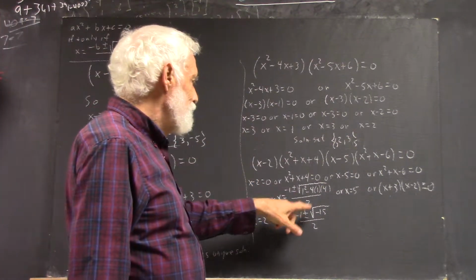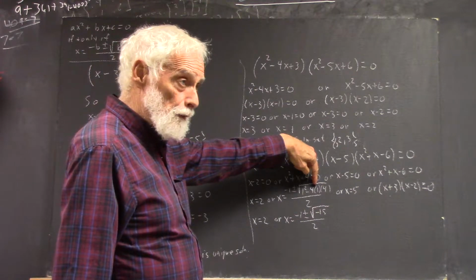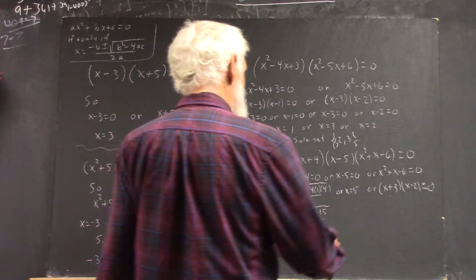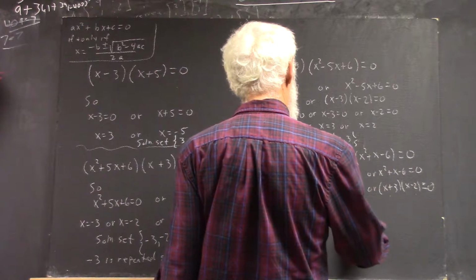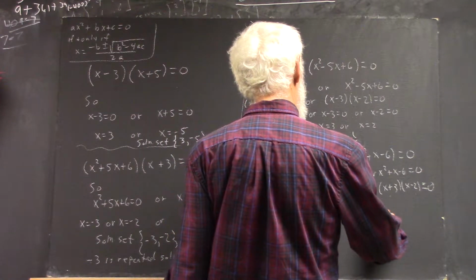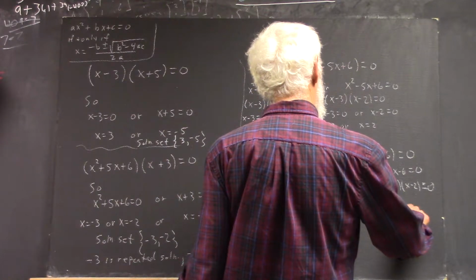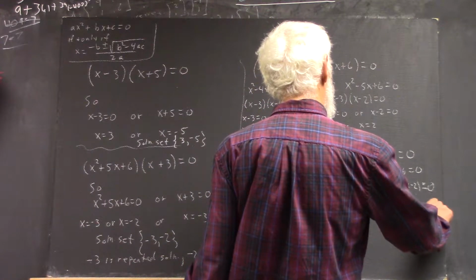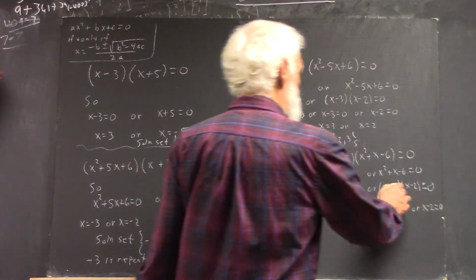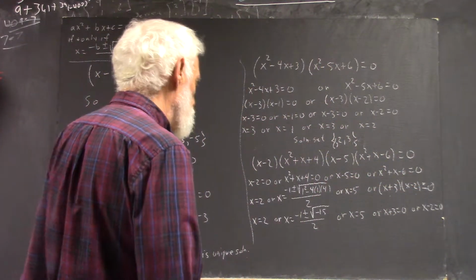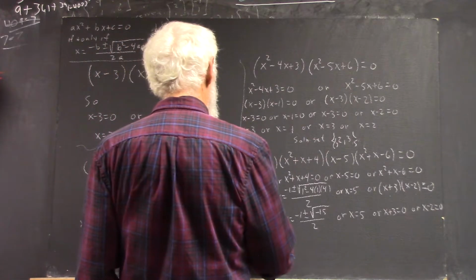Or you get that square root of negative 15 up here. Both of you got it. That wasn't a problem. And then this one comes down to x plus 3 equals 0 or x minus 2 equals 0. So you get x equals 2.